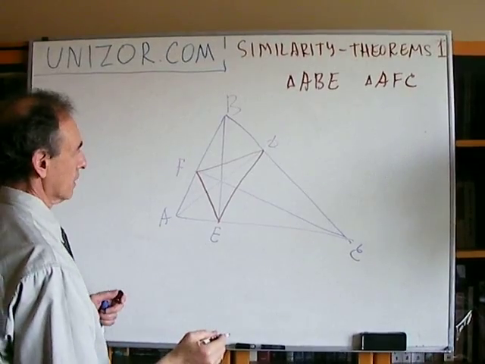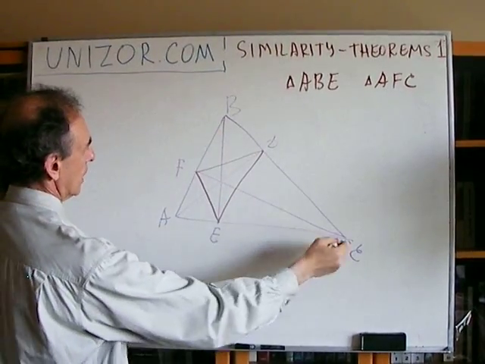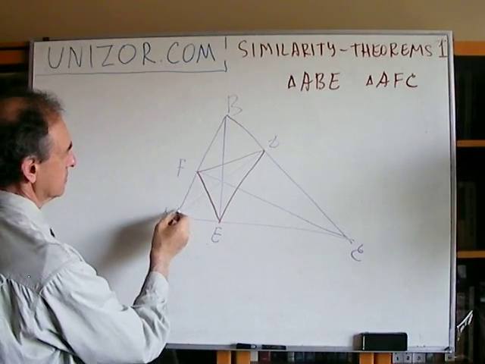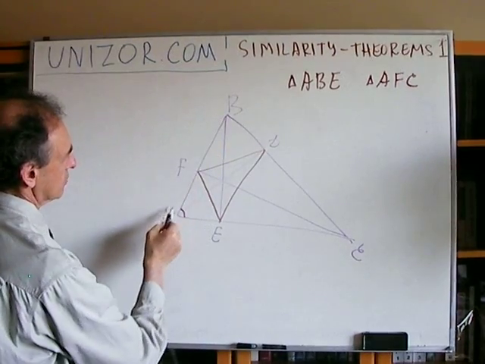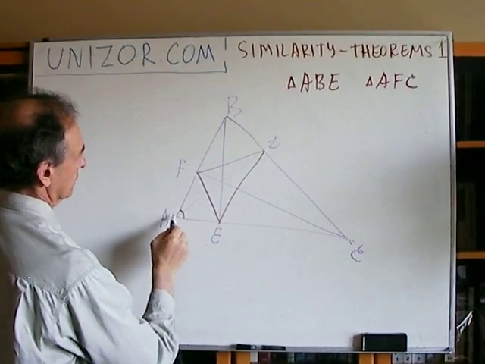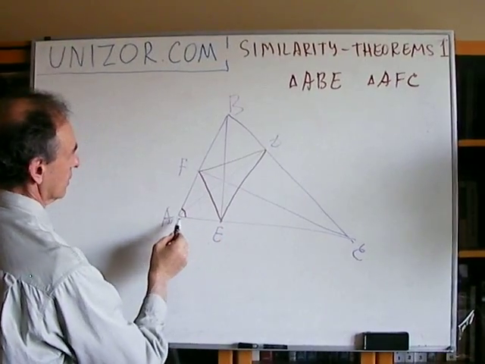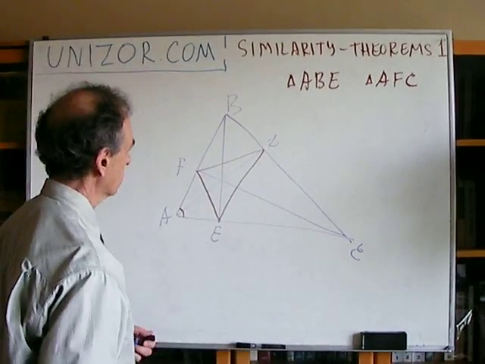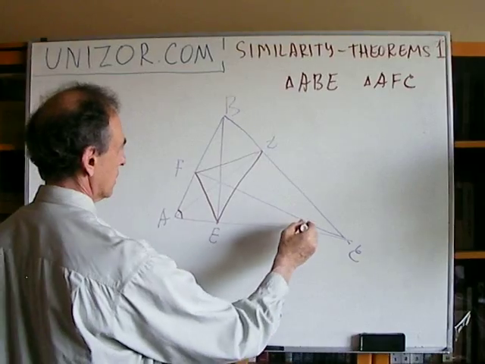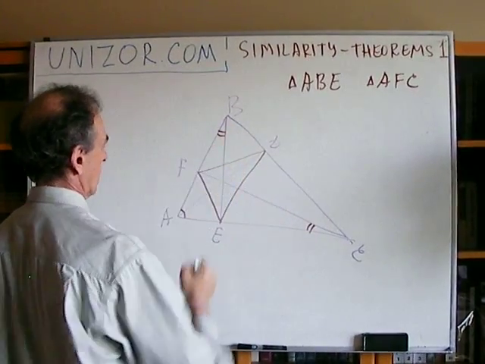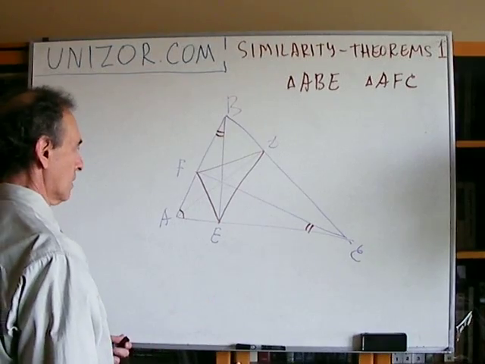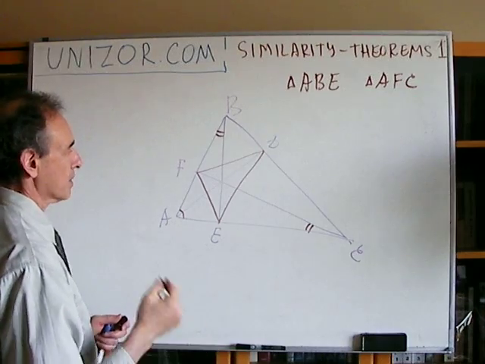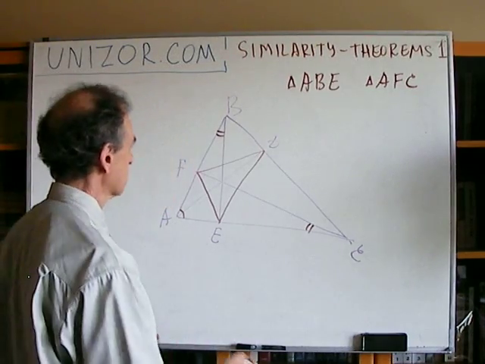Now, these are right triangles, right? Because BE is perpendicular and CF is perpendicular. And they share the same angle BAC, right? So this triangle and this triangle, both are right triangles. They share the same acute angle, which means they are similar, because the other acute angle also will be equal to each other. So they are similar. Now, from their similarity, we can draw a proportionality of their sides, right?